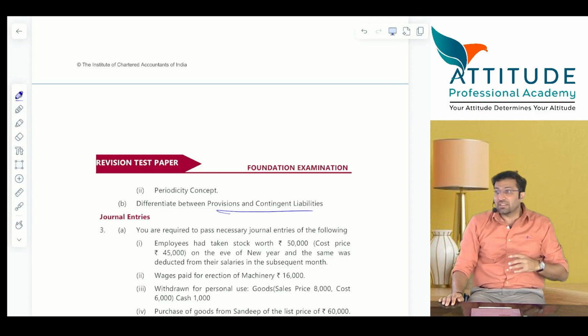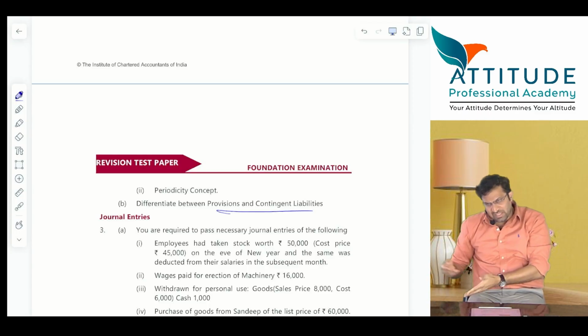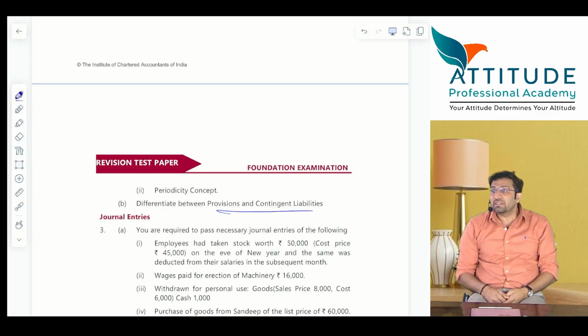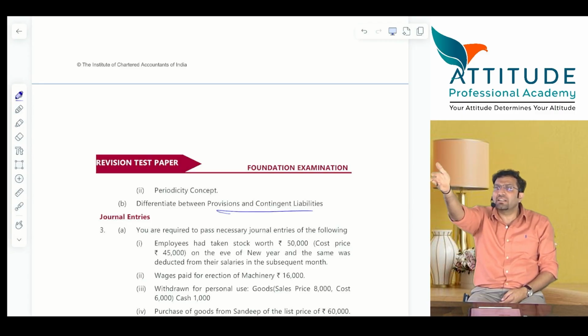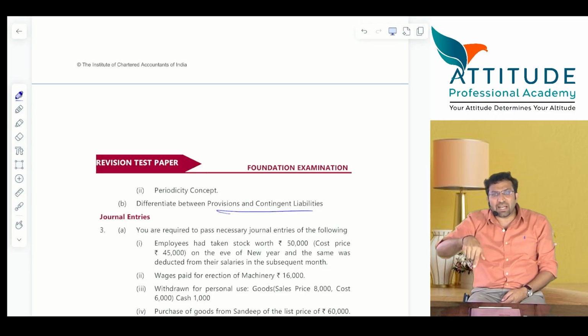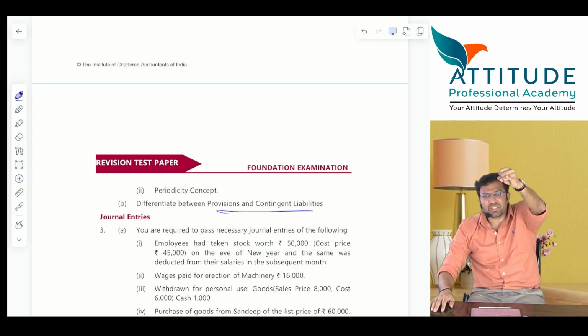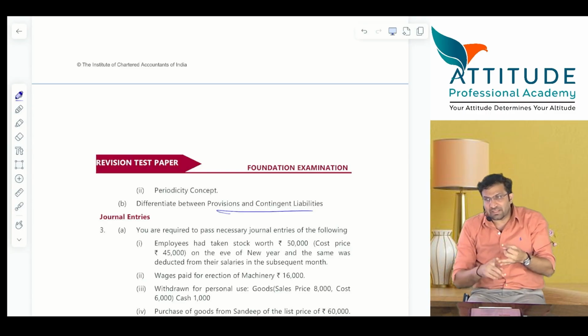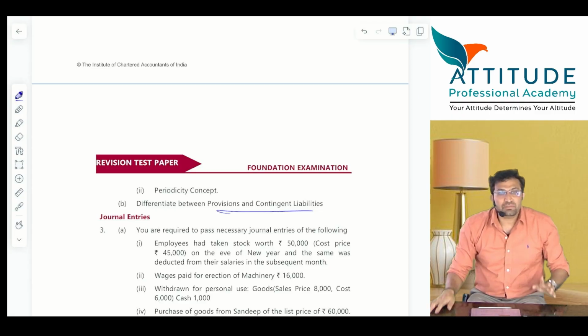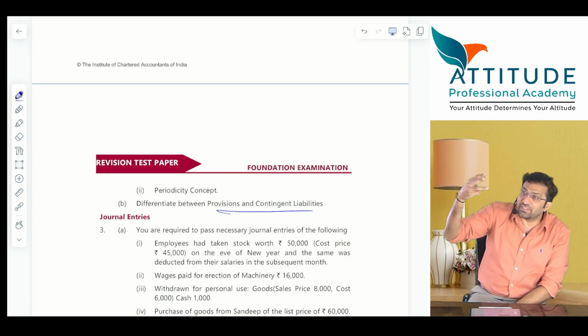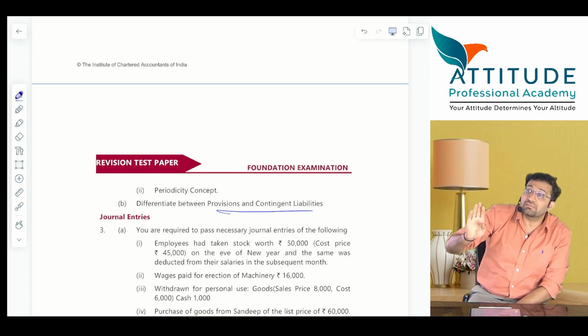Next. Yes, there will be an outflow of resources because I have to repair it if they come. Third, can I make a reliable estimate? One more question: can I make a reliable estimate? So ask these three questions. First, is there a present obligation because of the past event? Second, is there an outflow of resources? Answer yes. Can you make a reliable estimate? Answer is yes. Then you make a provision. But out of these three, even if one is missing, then it is not a provision.